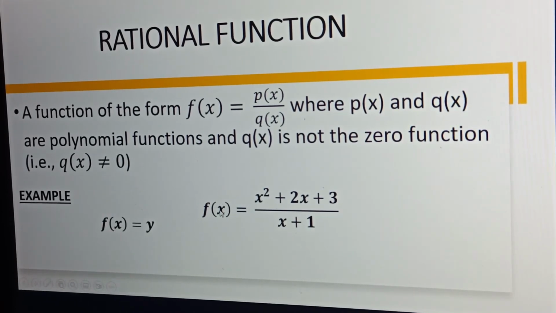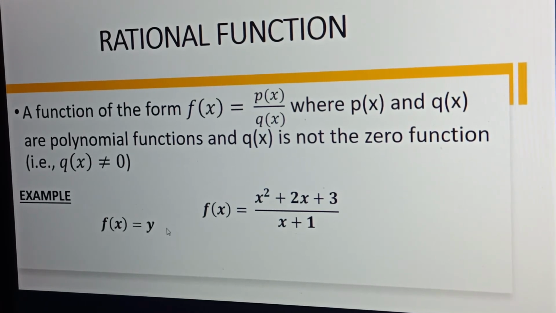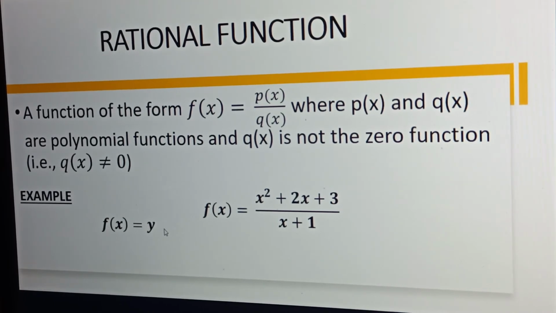So, based on our given example, we have f of x is equal to x squared plus 2x plus 3 all over x plus 1. It can also be written as y is equal to x squared plus 2x plus 3 all over x plus 1. Again, when we look for the value of f of x, we are also looking for the value of our y.